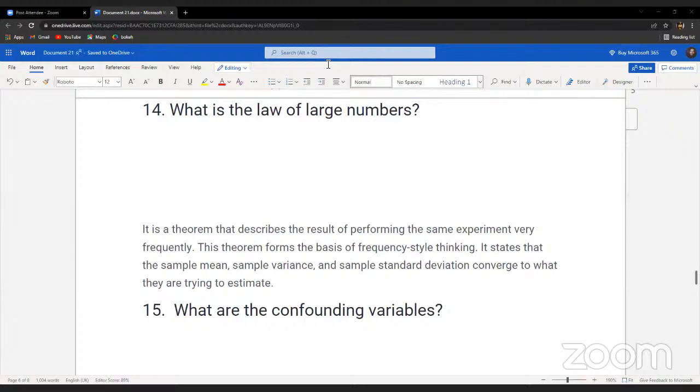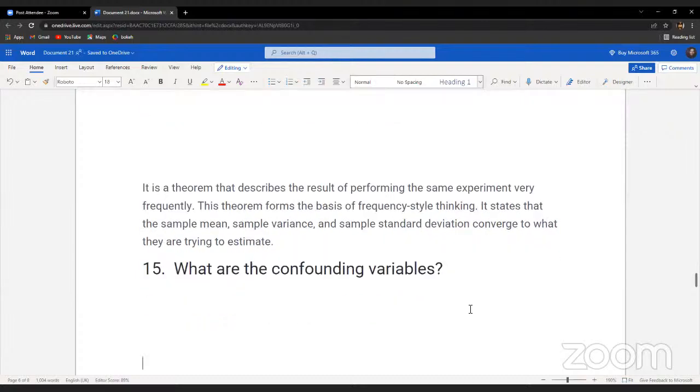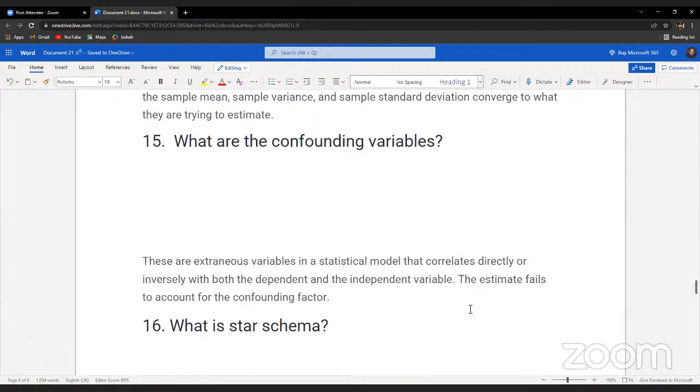As we look into this, what are confounding variables? These are extraneous variables in a statistical model which correlate directly or inversely with both the independent and dependent variables. The estimation fails to account for the confounding factor.